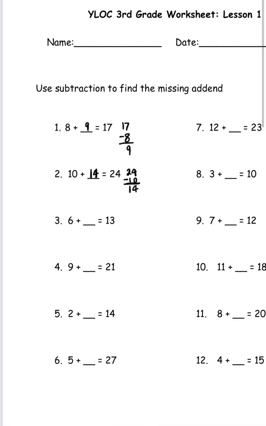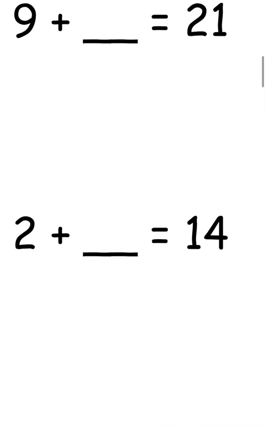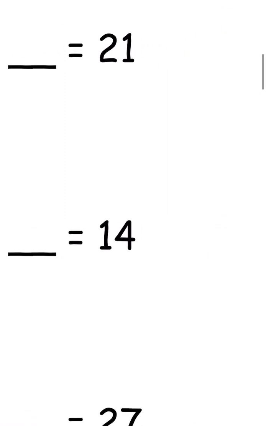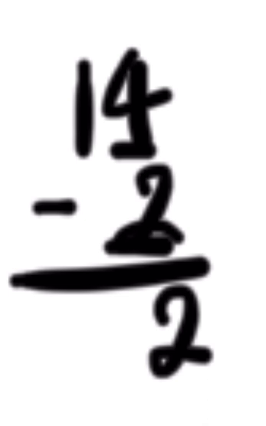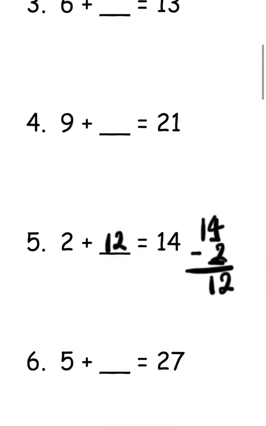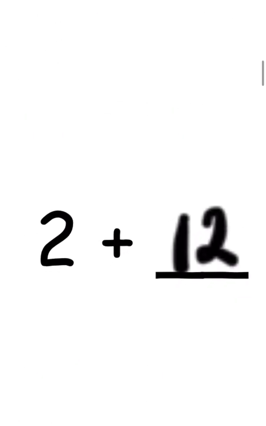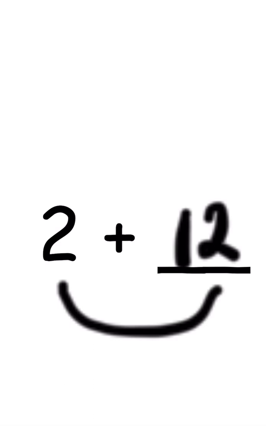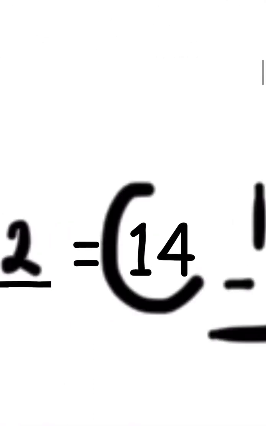Let's look at number 5. For number 5, we have 2 plus blank equals 14. So now we need to subtract 2 from 14. And 4 minus 2 is 2, and 1 minus 0 is 1. So 12 is the answer for number 5. So to check the answer, we could add 2 and 12 together, which becomes 14.